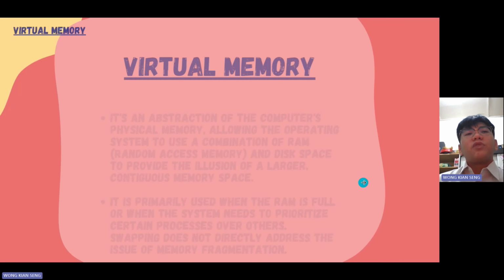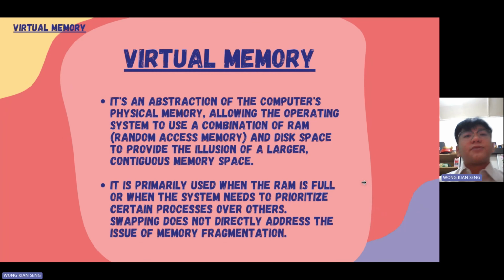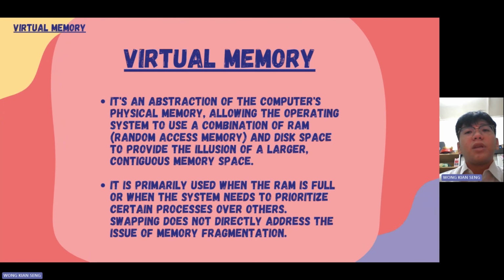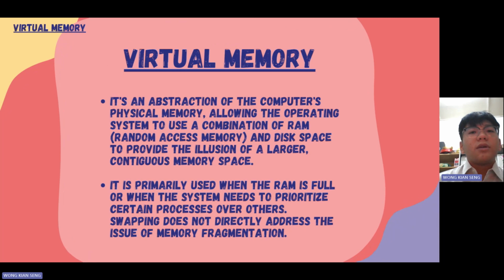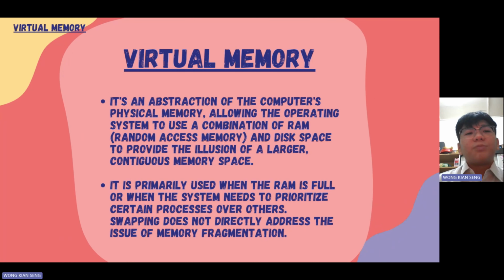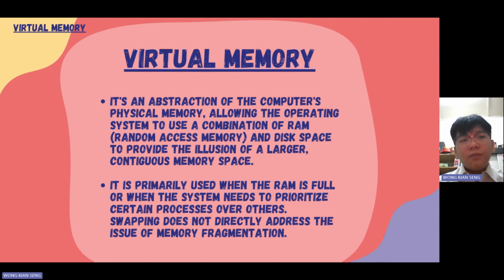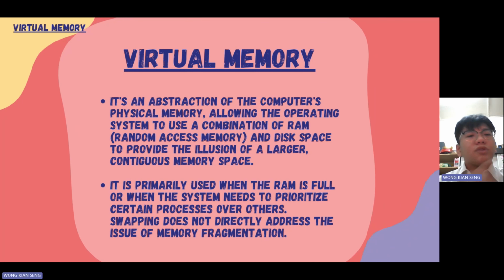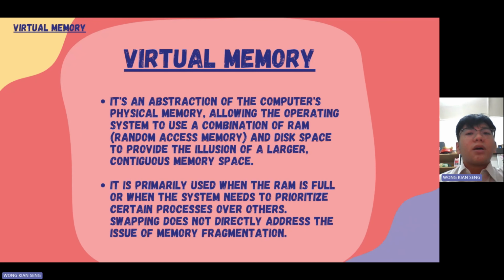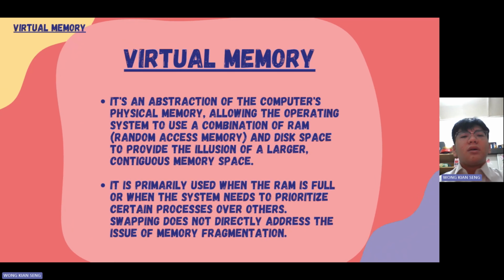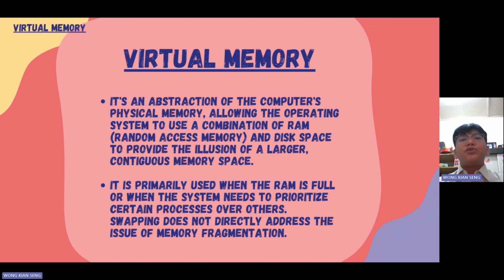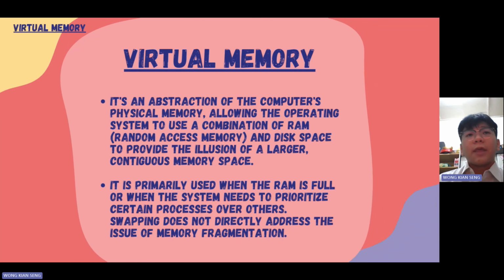Okay, next one. So what is virtual memory? Virtual memory is an abstraction of the computer's physical memory, and it allows the operating system to use a combination of RAM and disk space to provide the illusion of a larger contiguous memory space. It is primarily used when the RAM is full, or when the system needs to prioritize certain processes or jobs over others. So it can swap to the secondary storage over here to reduce the issue of insufficient space in this case.